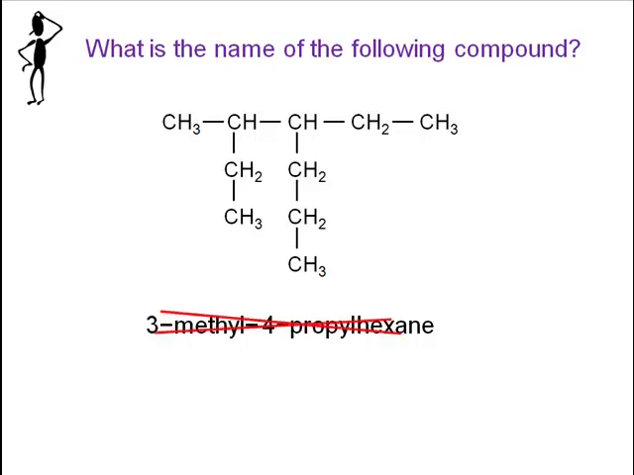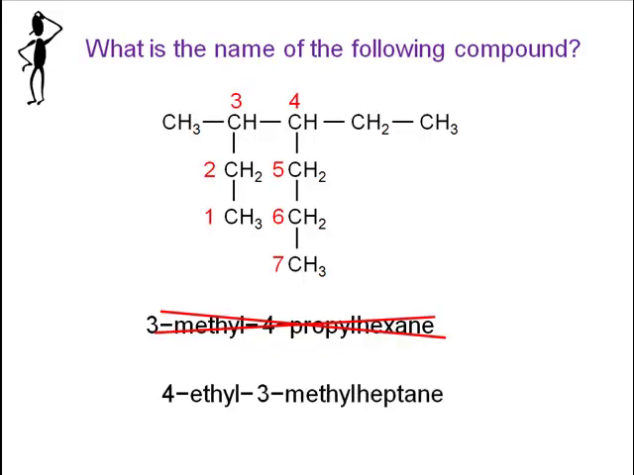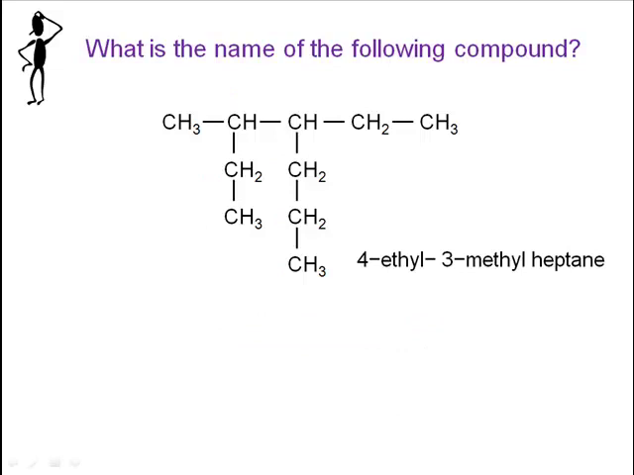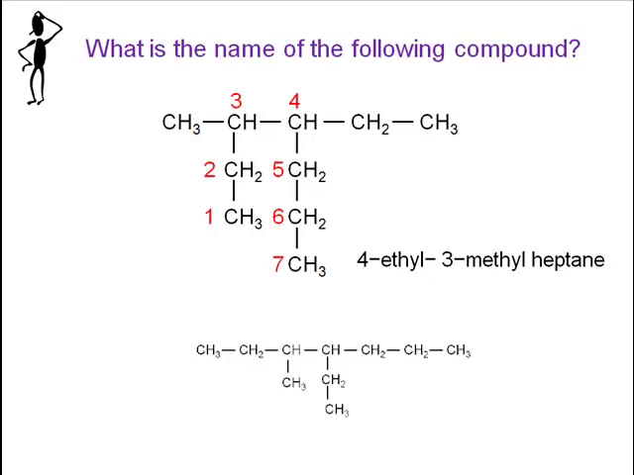We could have something else. You should have something else. You've got to look for the longest chain. 1, 2, 3, 4, 5, 6, 7. There's the longest chain right there. So, don't worry about the little things. Look for the long bridge. 4-ethyl-3-methylheptane, because it's got 7 carbons in its longest chain. 4-ethyl-3-methylheptane.